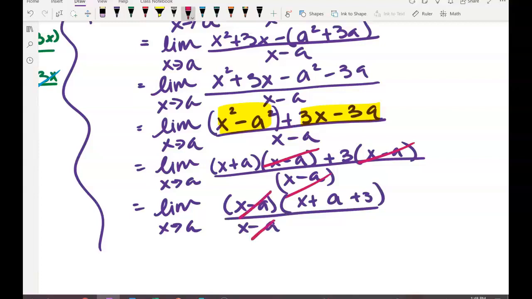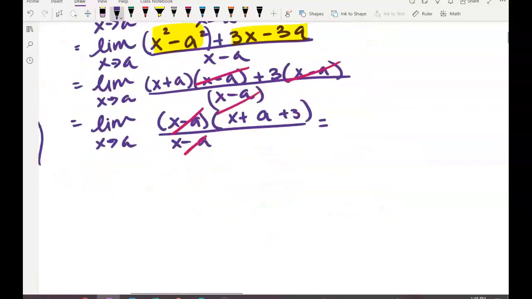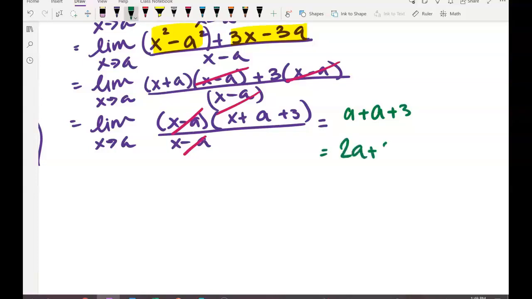But as you can see, now it says if x is approaching a, and by substitution, let's pretend that this is a value of 5. So if x is approaching 5, every time we see our x, we need to plug in 5. But we don't know what a is since it didn't really give it to us. So every time we see our x, we will plug in an a. So a plus a plus 3 all over 1, which is no longer there. So students, this is 2a plus 3.